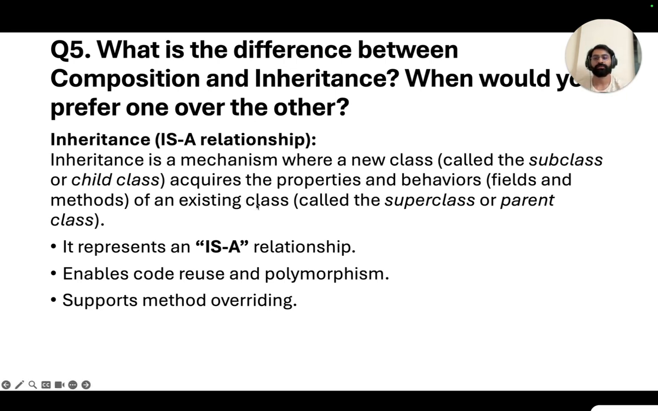And why do we go with inheritance? Because it is used for reusability and the polymorphism concept, so that we can reuse the properties of the parent class in our new class, that is, a child class. And it also supports method overriding. Yeah, so this is about inheritance.